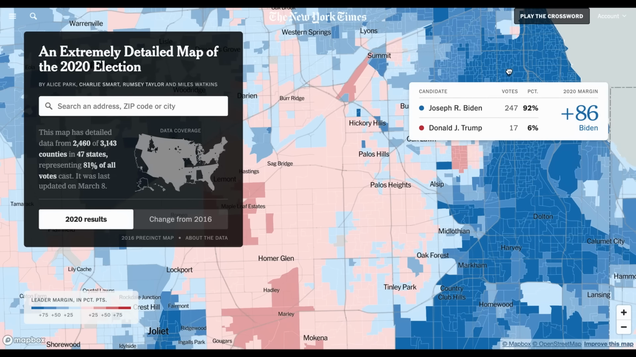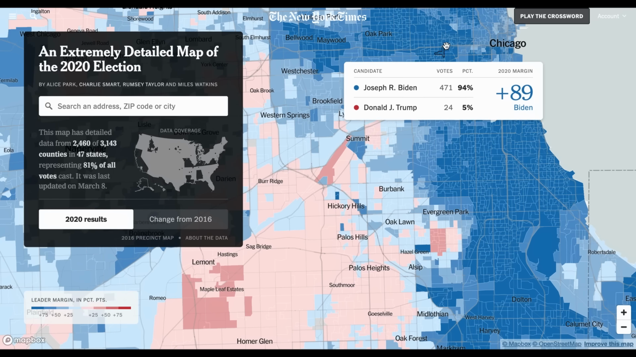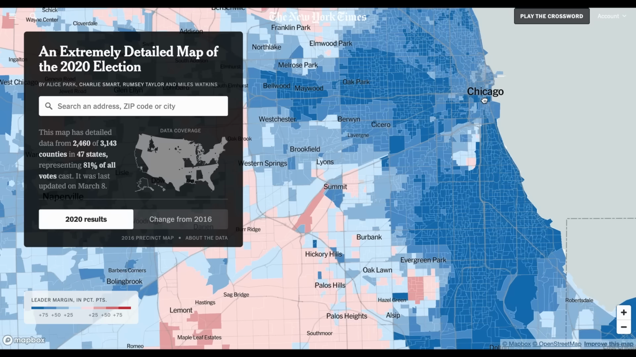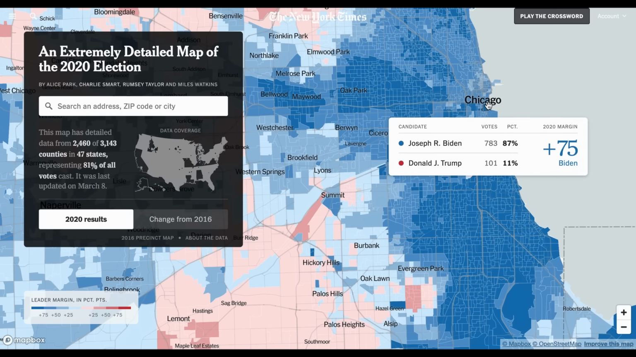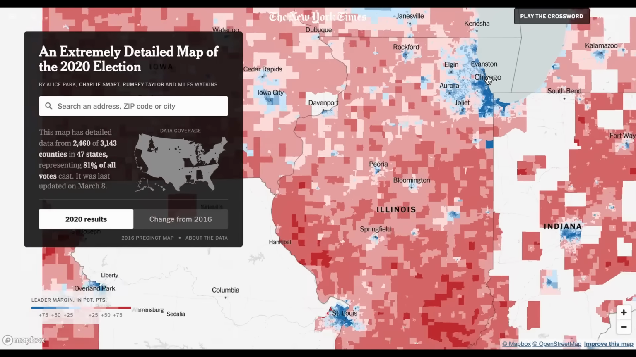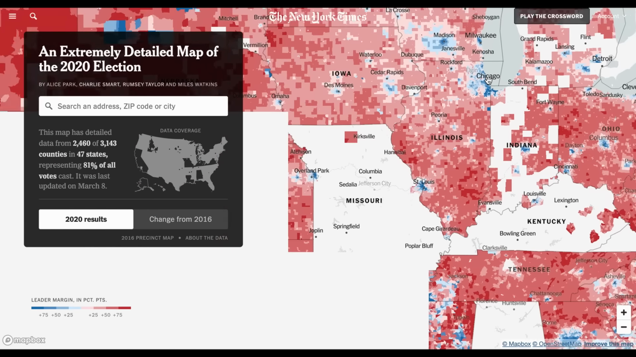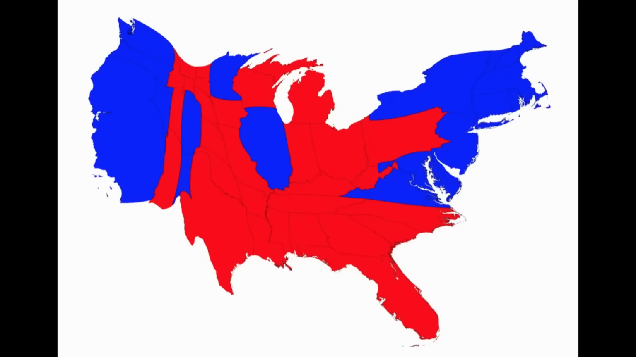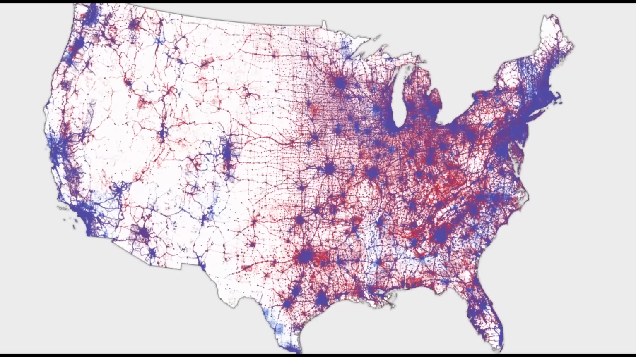Long story short, while there are about even numbers of Democrats and Republicans in the US, Democrats tend to live in more densely populated areas, whereas Republicans tend to live in more sparsely populated ones. There are some maps that take that into account, such as this one, which warps the physical size of states so they are proportional to their population, or this one, which shows one dot per vote.